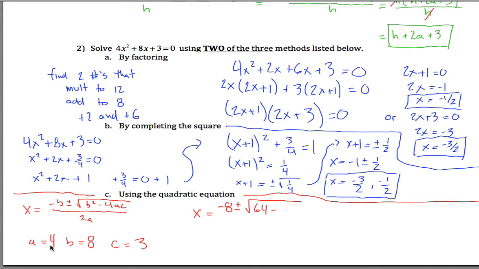Okay, 4 times 4 is, man, that's going to suck. 4 times 3 is 12. 12 times 4 is 48. And that's all divided by 2a, which is 2 times 4, which is 8. Okay, negative 8 plus or minus the square root of 64 minus 48 is 16.